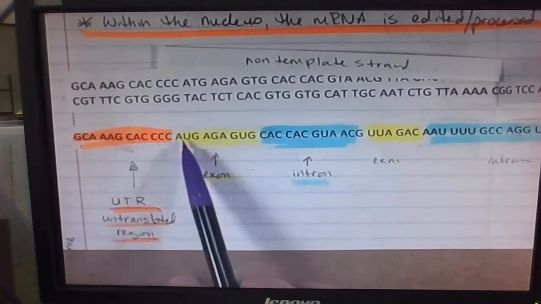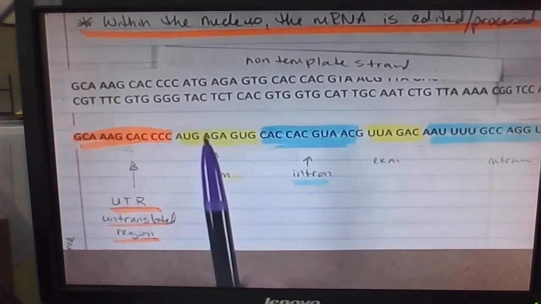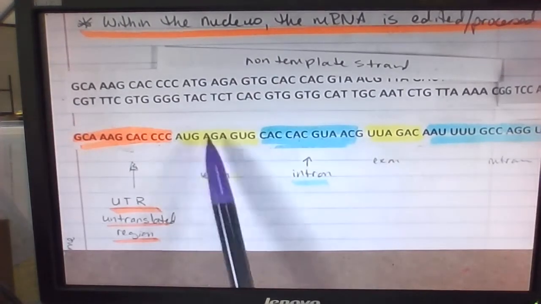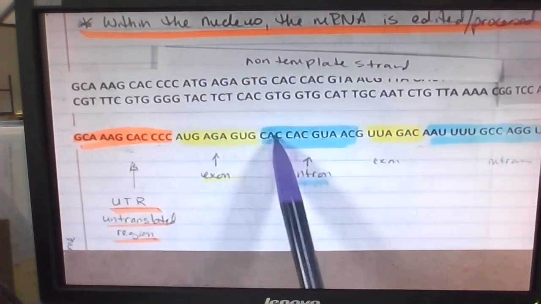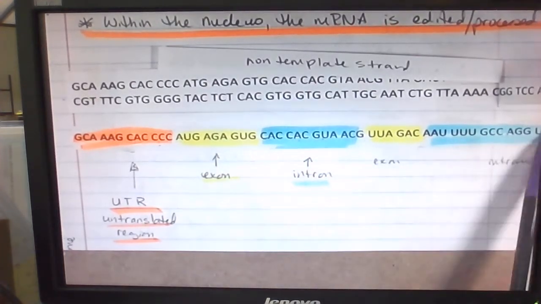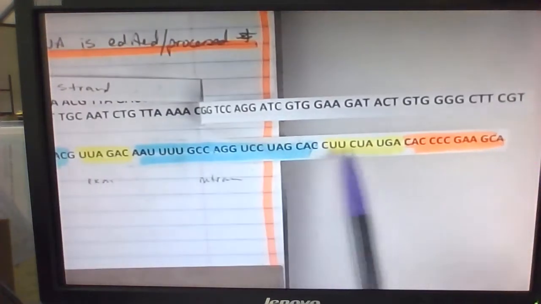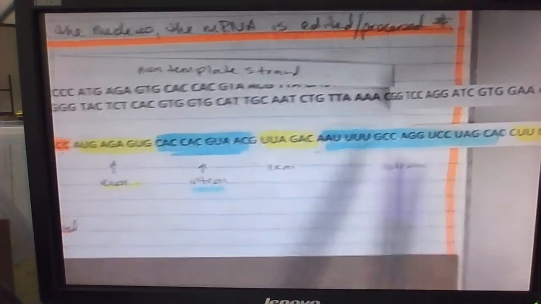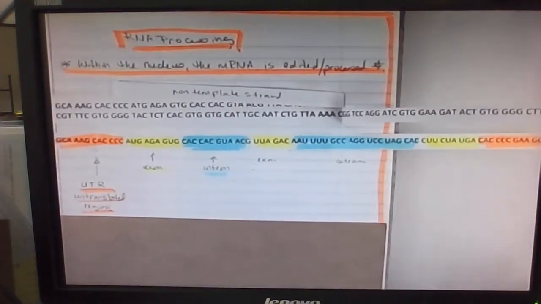These three codons, oops, gotta fix that. All right, there. Okay, these three codons are an exon. The next four represent an intron. These two codons are an exon. 1, 2, 3, 4, 5, 6, 7 represent an intron. 1, 2, 3. That's going to be another exon. So make sure you color and or highlight appropriately because it's going to make a difference.